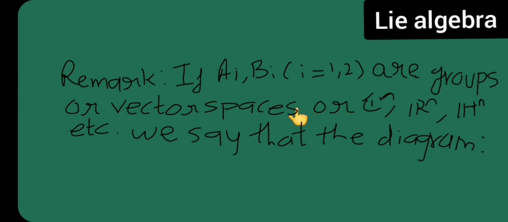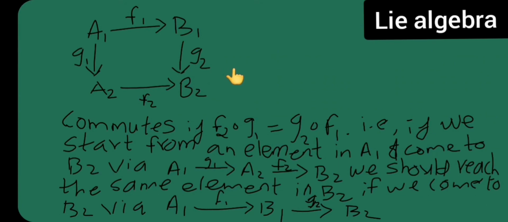Next is my remark, and you all have to know this remark, very important. If Ai, Bi, where i is equal to 1, 2, are groups or vector spaces or Cn, Rn, Hn etc., we say that a diagram, I have drawn the diagram on the next page. So moving to the next page. So this is my diagram.